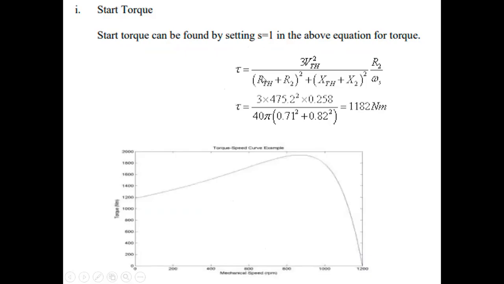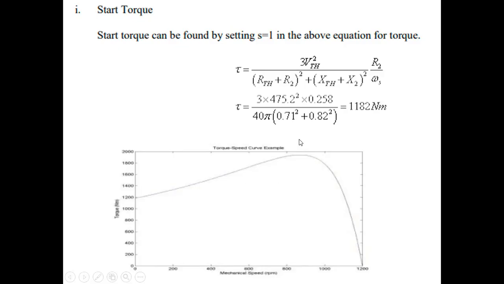And then finally, the starting torque. Again, same equation. We remember at startup, the slip is equals to 1. So we substitute for that, the slip is equals to 1. And when we substitute for all the other parameters, we get the starting torque for this particular machine is 1182.